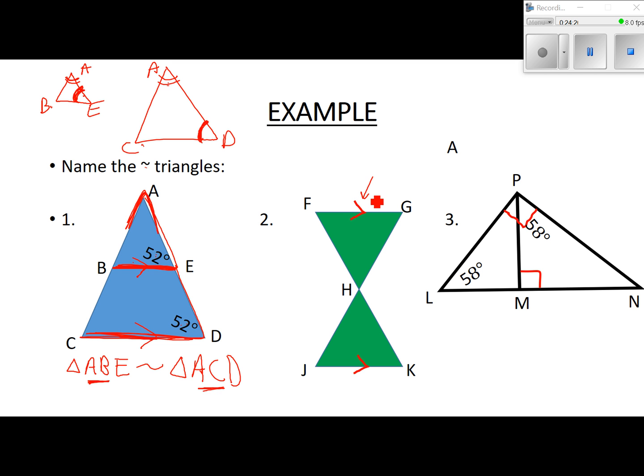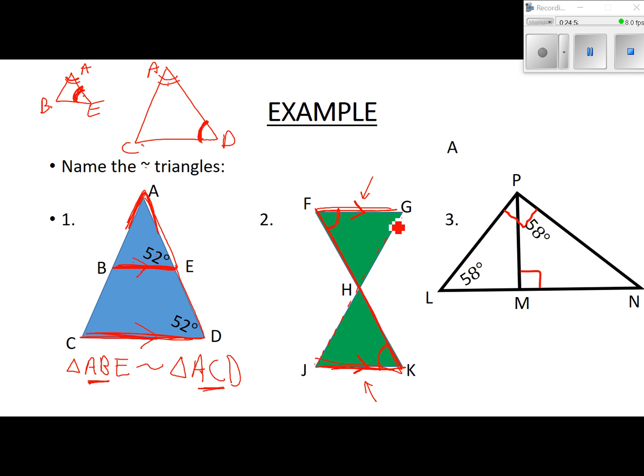Next one, remember that these tell us that those two are parallel to each other. When we have parallel lines, so this line's parallel to this one, we could use this as our transversal. Using that as the transversal, we notice that we form a Z there, so that tells us that this angle has to be congruent to that angle. We could have used GJ as the transversal and said the same thing about those two angles.